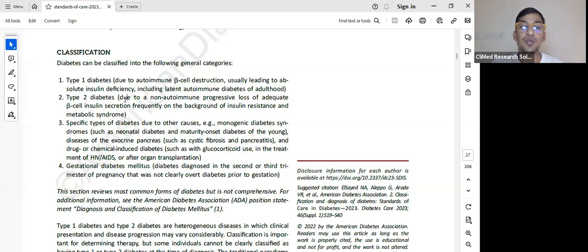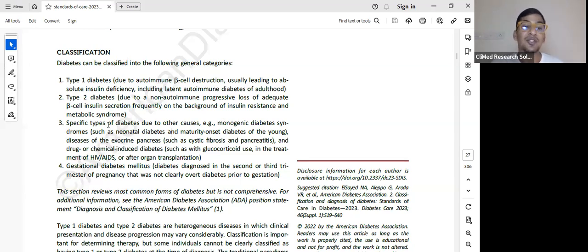And I told you MODY is being considered the early onset version of type 2 diabetes. So here we can see type 2 diabetes. It is a non-autoimmune progressive loss of adequate beta cells, frequently on the background of insulin resistance, and metabolic syndromes like obesity and others.